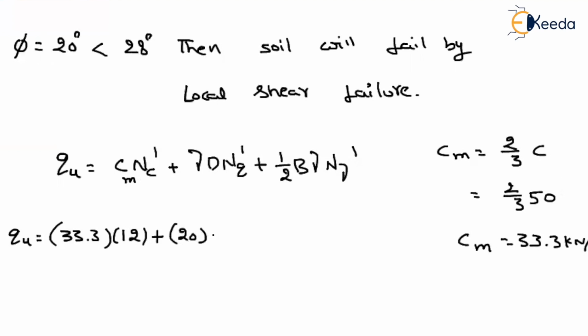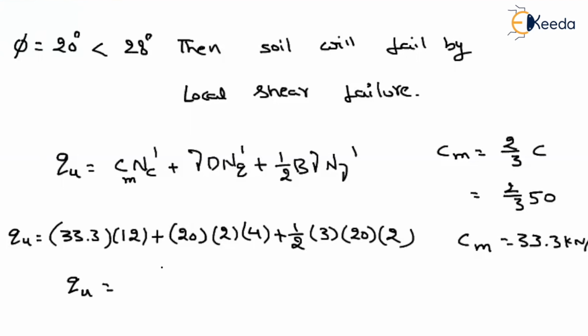and the depth of the foundation is given as 2 meter, and modified Nq dash is 4, plus half into the width of the footing given, which is 3. Again, what is the gamma value? 20. And what is the N gamma dash value? 2. Now, if you work it out, you will get your answer as around 619.6 kilonewton per meter square.